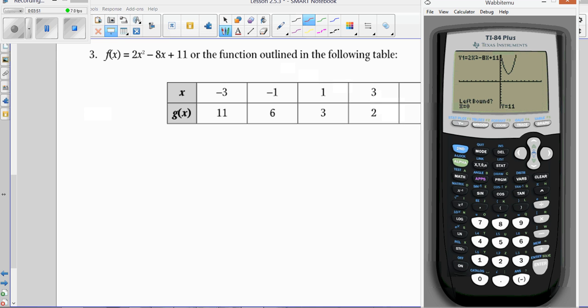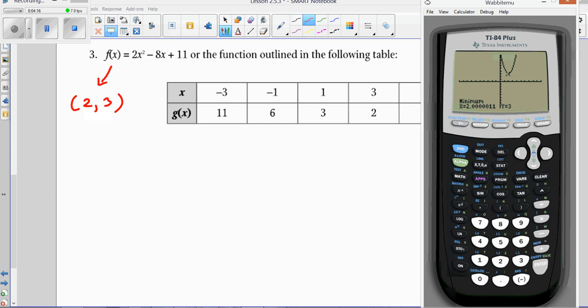So I go left bound, so 0, 11, that's on the left, and then we got to go all the way to the right. Where is that? All right, so now we're to the right, guess, enter. So you get 2, 3. So for f of x right here, this is 2, 3. That's our vertex. So the lowest it went was 3.